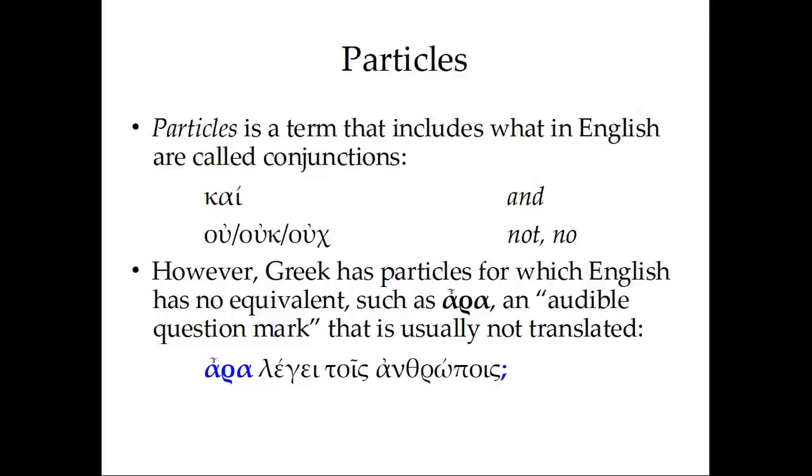So if we didn't have the ara and didn't have the semicolon, it would be basically what we saw before. She says to the people. But with the ara and with the semicolon, we're going to make a question out of this. Is she telling the people? This is a variation of the sentence we saw before. And this is one of the particles for which English has no equivalent.